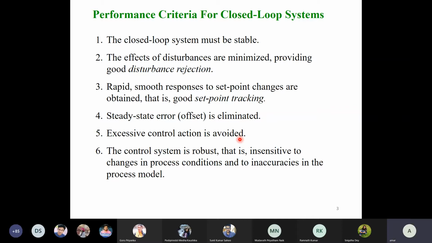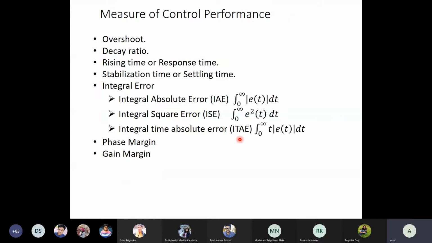And how do we measure this control performance? Normally, we can measure the control performance by evaluating these parameters. One is the overshoot. Second is the decay ratio. Third is the rise time or the response time. Fourth is the stabilization time or the settling time. Fifth is the integral error. Integral error has three types of criteria. One is the integral absolute error. Second is the integral square error. Third is the integral time absolute error.